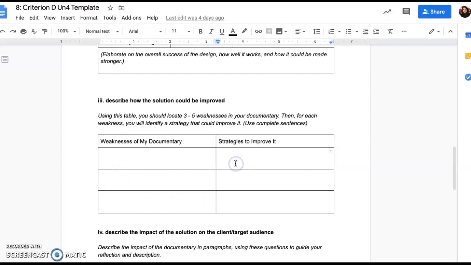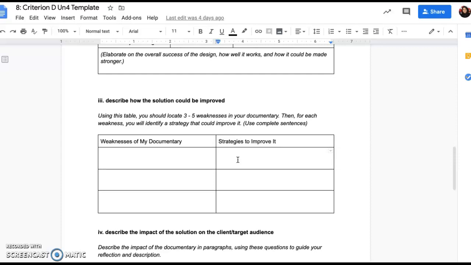So this means maybe, if a weakness that you found was that your documentary wasn't persuasive enough, a strategy to improve it could be doing more research, spending longer trying to frame what you're going to say, having a more extensive narration, whatever it was, whatever that idea is, you're just going to record it here.